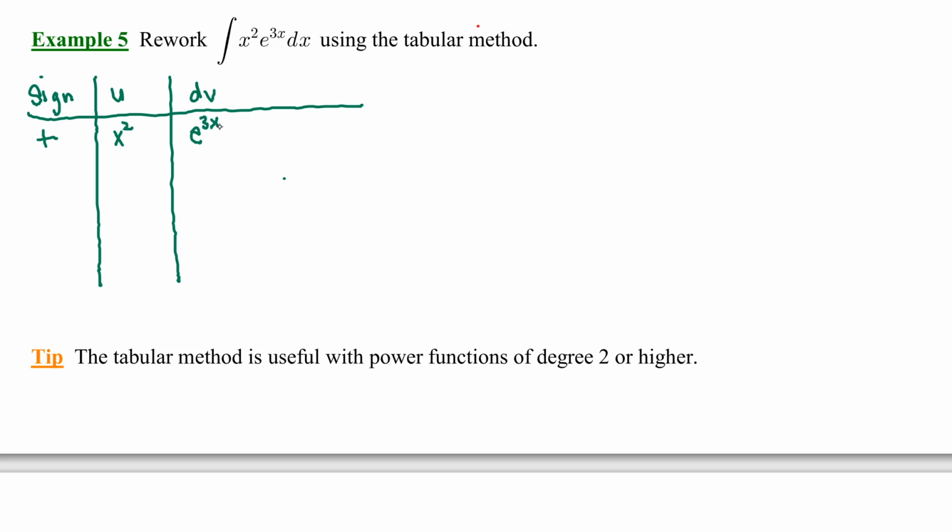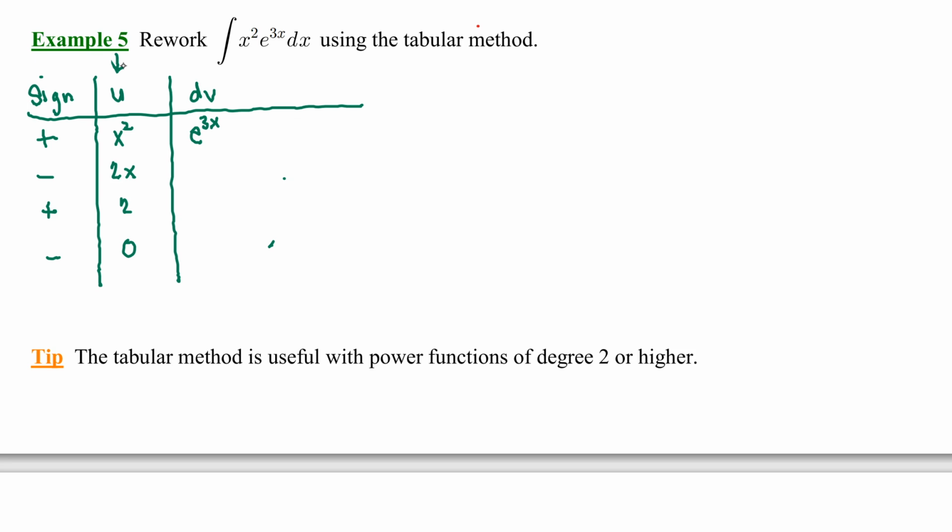On the next row of my table, I'm going to alternate the sign from positive to negative, and I'm going to differentiate the u. The derivative of x squared is 2x. And then I'm just going to keep differentiating until I get down to 0, okay? And I'm going to keep alternating the sign until I get down to 0. So you can see that letting u be the power function and differentiating multiple times over, we eventually differentiate away to 0.